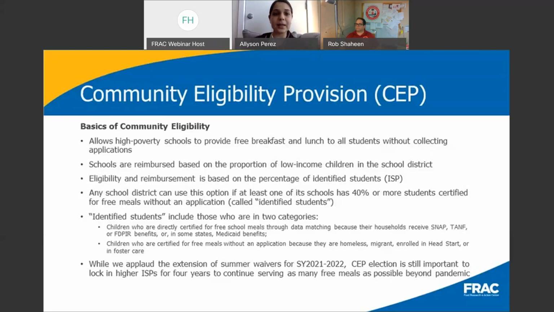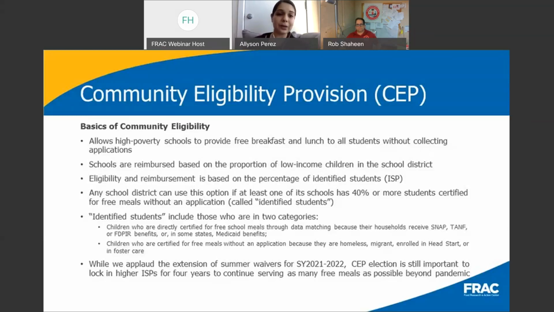This ISP is then multiplied by 1.6 to get the percentage of meals that are reimbursed by the federal government at the free rate. So schools with an ISP of 62.5 or higher receive the free federal reimbursement for 100% of meals served. In the past few weeks, USDA extended the summer waivers that have been so crucial to school meal service during the pandemic through the end of the 2021-2022 school year.